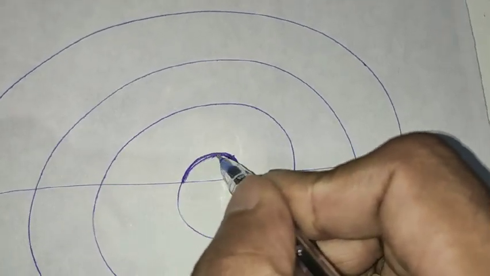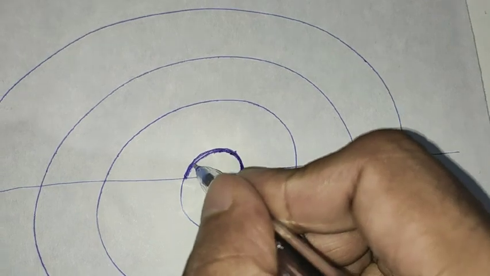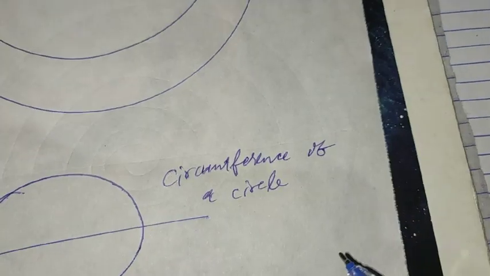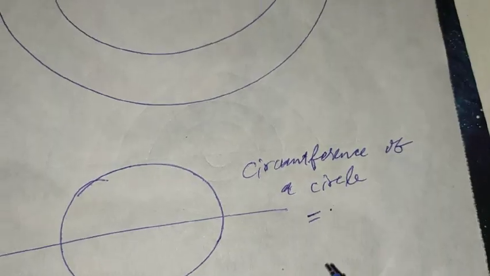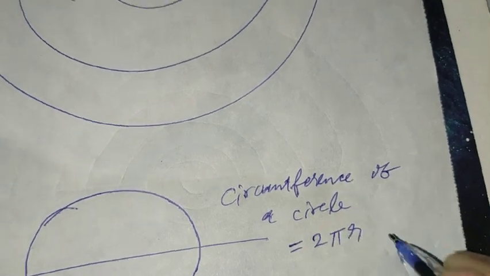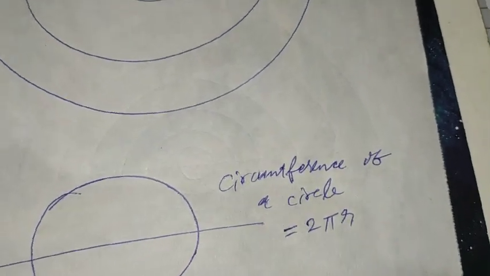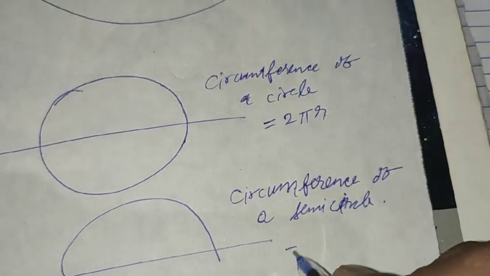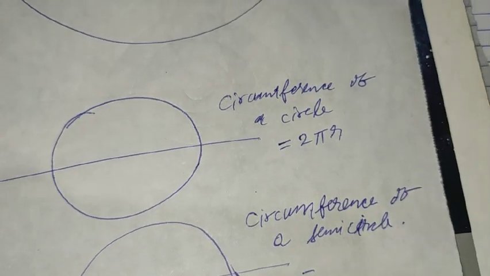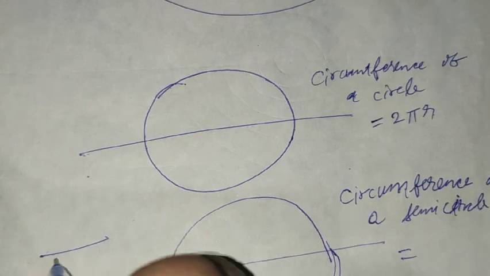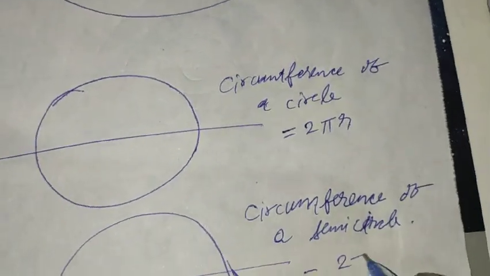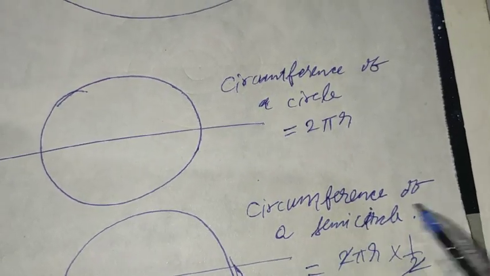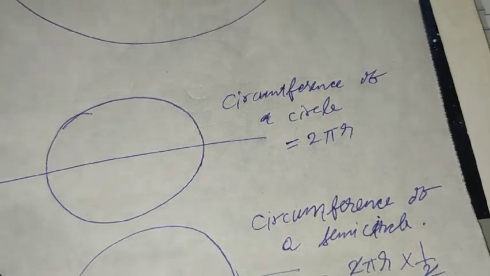So this is the semicircle, and we need to find its circumference. What is the circumference of a circle? The circumference of a circle is 2 pi r. The circumference of a semicircle is, semi means half, so 2 pi r into half, the 2 cancels, equal to pi r. So the circumference of a semicircle is pi r.